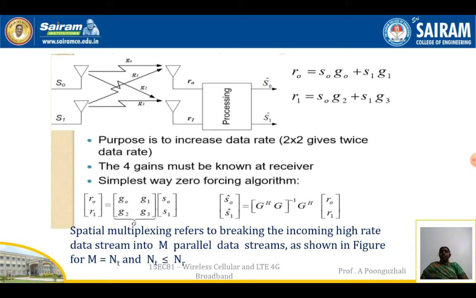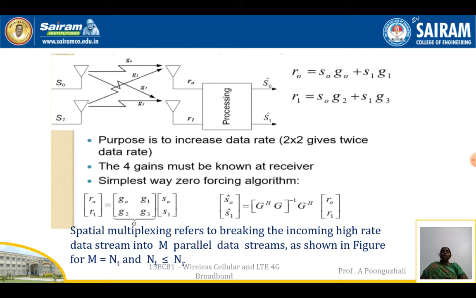Here we are going to assume 2 cross 2, that means 2 transmit antennas and 2 receive antennas. The main reason we go for spatial multiplexing is to increase the data rate. When the two transmit antennas transmit the signal, the receivers will receive the signals from both the antennas.